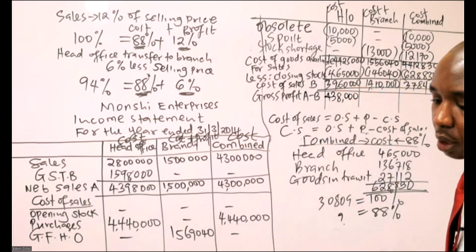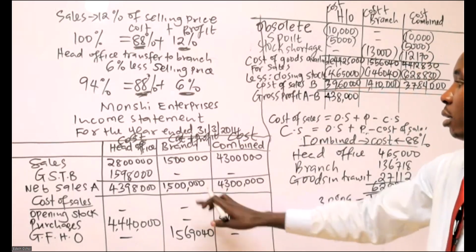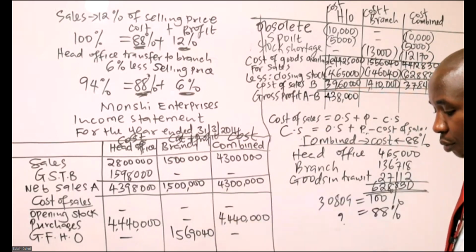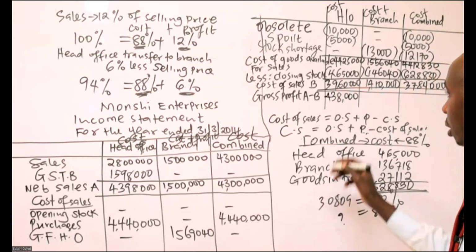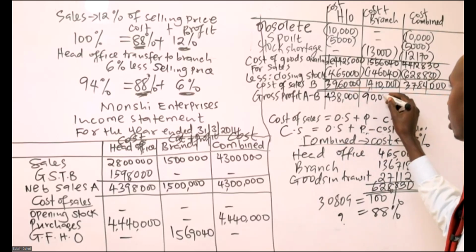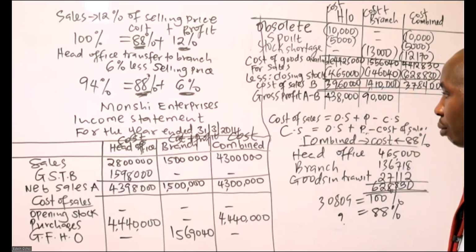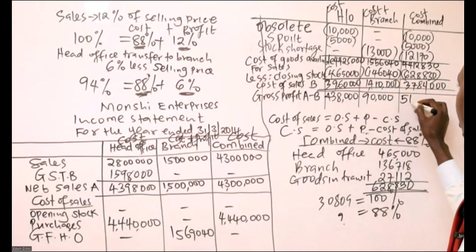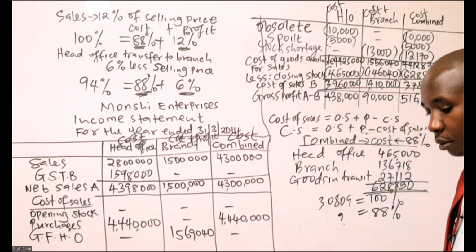What about for the branch? If you take your 1.5 million, you minus 1,410,000, 90,000. Combined, 4.3 minus 3,784,000. 516. Is that okay?